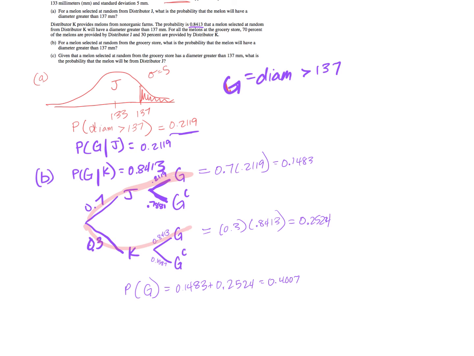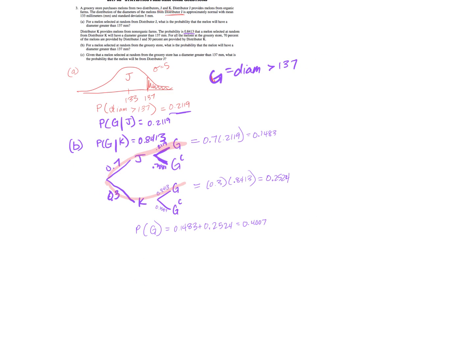How are we feeling about this? Pretty good, decent? Okay. And again, the reason a tree diagram helps is we were given some conditional probabilities, so it kind of helps us see the difference between the J versus G. Okay? Or J versus K.